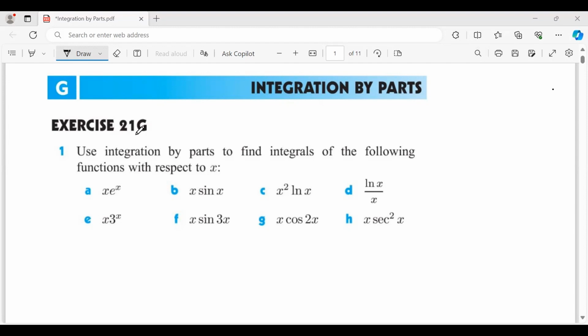Exercise 21G, integration by parts. Let's start with number 1. Use integration by parts to find integrals of the following functions with respect to x.